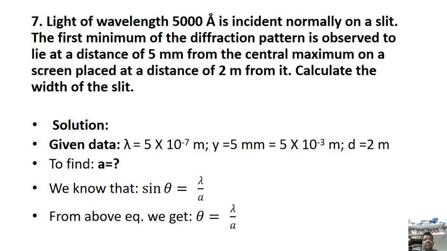Next is the 7th problem. A light of wavelength 5000 angstrom is incident normally on a slit. The first minimum of the diffraction pattern is observed to lie at a distance of 5 millimeter from the central maximum on a screen placed at a distance of 2 meter from it. Calculate the width of the slit.